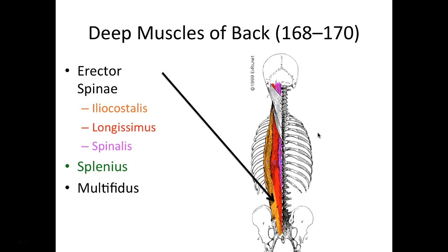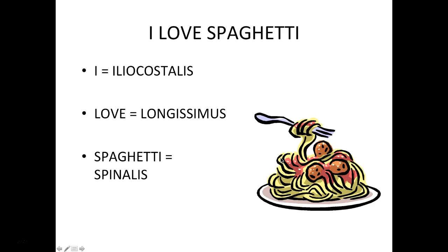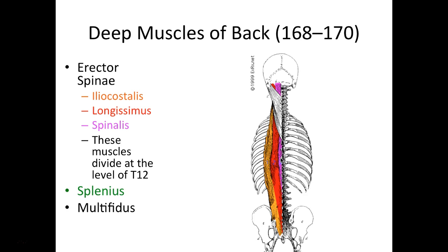Iliocostalis is named so because it originates from the ilium and then inserts itself onto the costals, the ribs. Longissimus is the longest of all of the erector spinae muscles. And then number 3 here, spinalis, that is the closest to the spine. So the way we're going to remember this is I love spaghetti, because who does not love spaghetti, right? So I for iliocostalis, love for longissimus, and spaghetti for spinalis.